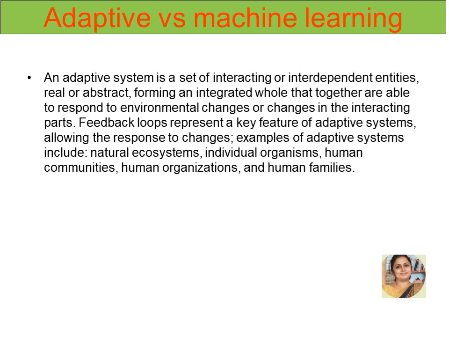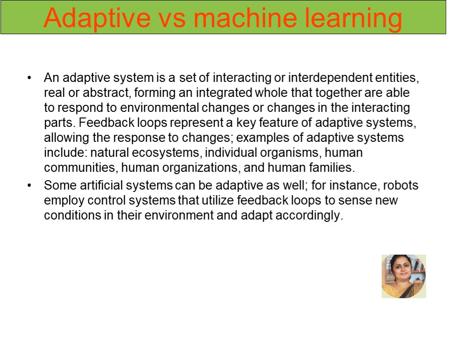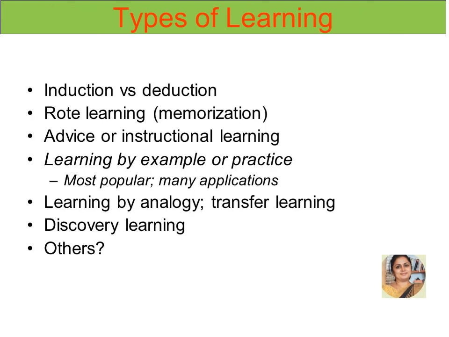An adaptive system is a set of interacting or interdependent entities, real or abstract, forming an integrated whole that together are able to respond to environmental changes or changes in the interacting parts. Feedback loops represent a key feature of adaptive systems, allowing the response to changes. Examples of adaptive systems include natural ecosystems, individual organisms, human communities, human organizations, and human families. Some artificial systems can be adaptive as well. For instance, robots employ control systems that utilize feedback loops to sense new conditions in their environment and adapt accordingly.